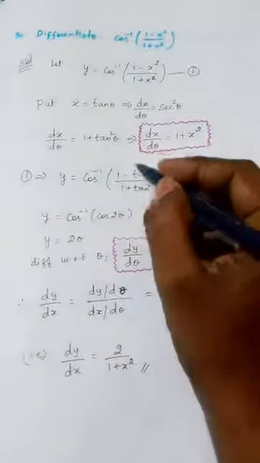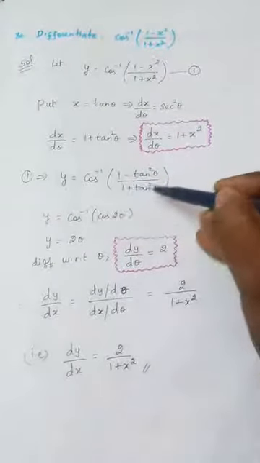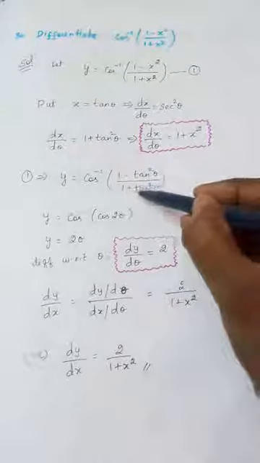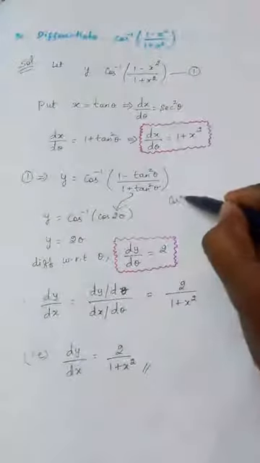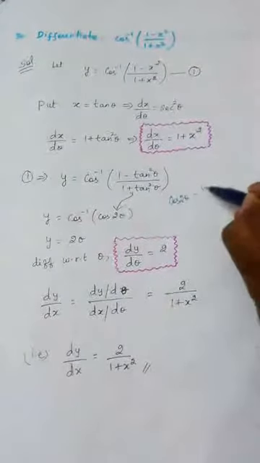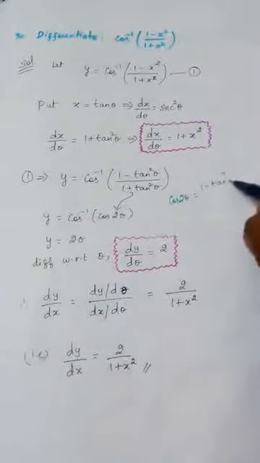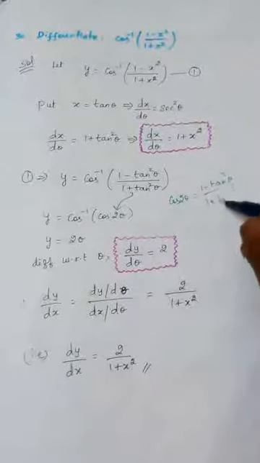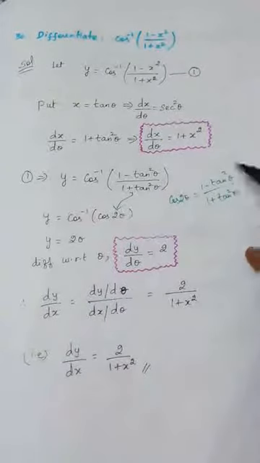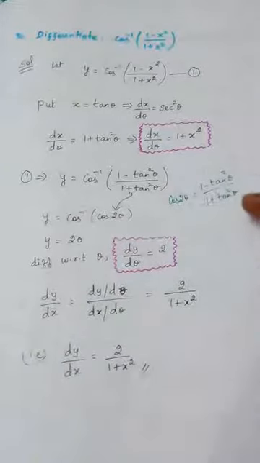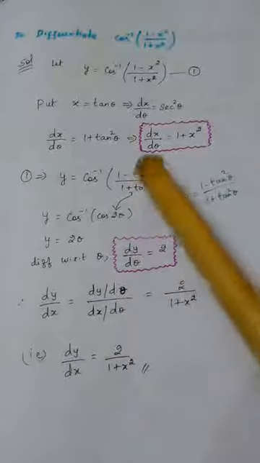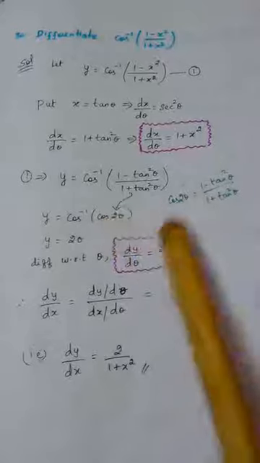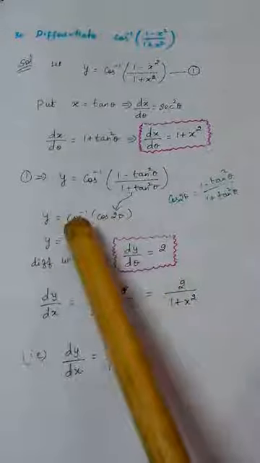Now we should know that this is a trigonometric formula. So this bracket can be written as cos 2 theta because there is a formula for cos 2 theta which is equal to 1 minus tan square theta by 1 plus tan square theta. So this is the trigonometric formula that we should know. So you have to read this formula. So this can be written as cos 2 theta. Cos inverse cos gets cancelled.